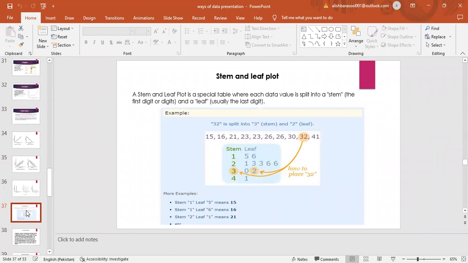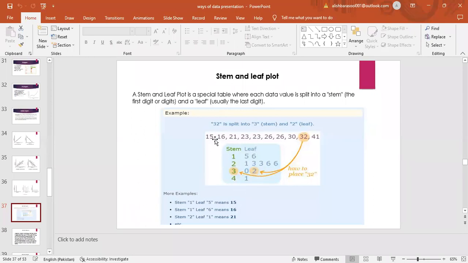Stem and leaf plot. A stem and leaf plot is a special table where each data value is split into a stem, the first digit or digits, and a leaf, usually the last digits. For example, 32 is split into 3, stem, and 2, leaf. And how will we tabulate it?